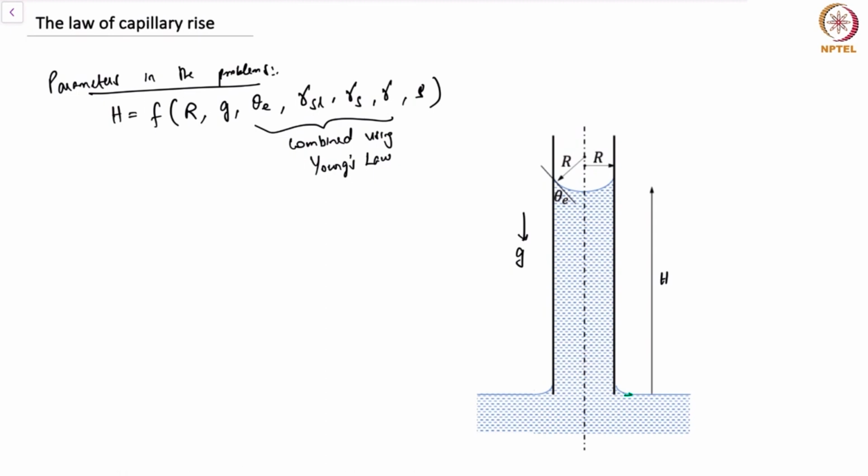Now, if you look at the other parameters, we have surface tension, density, and gravity g. These three parameters combined give us the capillary length, which is the square root of gamma by rho g. This is the length scale, the capillary length. The other length scale is the radius of the tube.